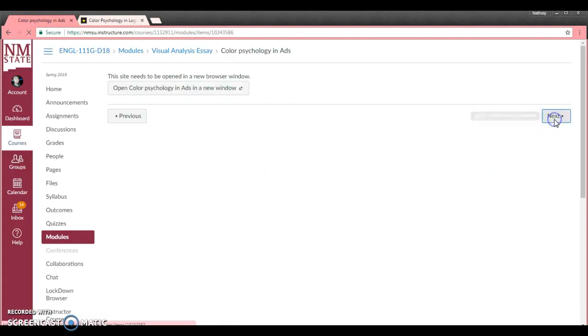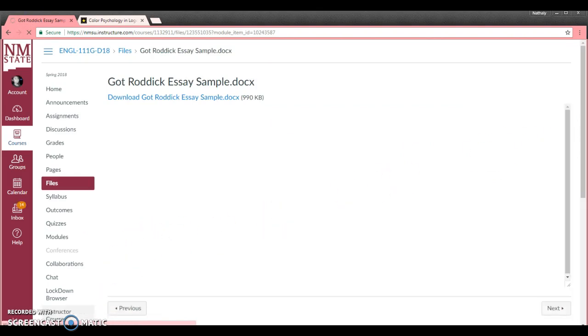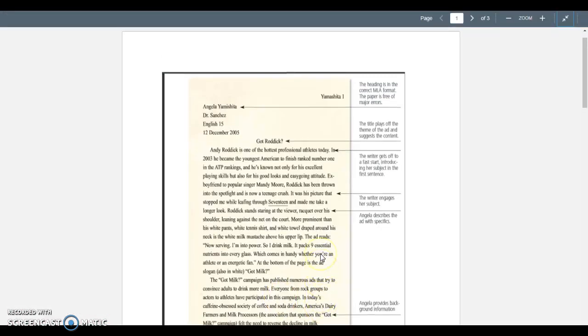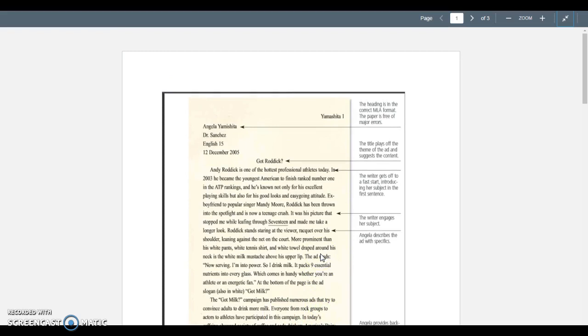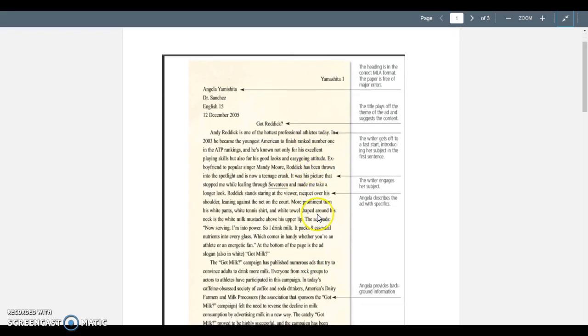So if we keep going in the module, we will reach the sample essay. This sample essay is basically like the one you are going to write about, so I am going to use it as an example to show you how you should organize your essay. The first thing you want to do in your introduction is obviously you want to go ahead and provide background information. In this case, this person tells us who Andy Roddick is.